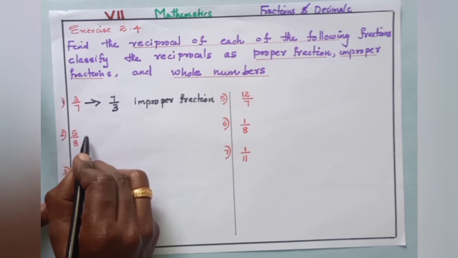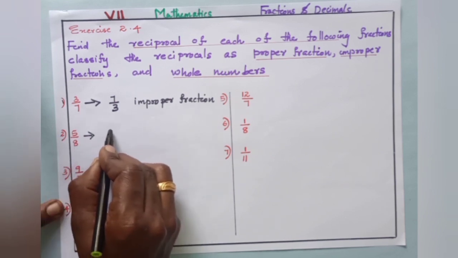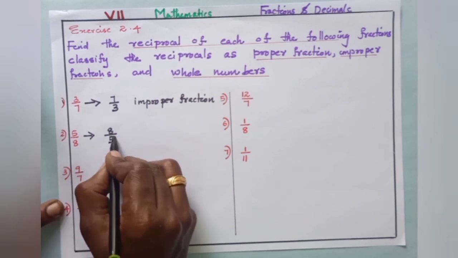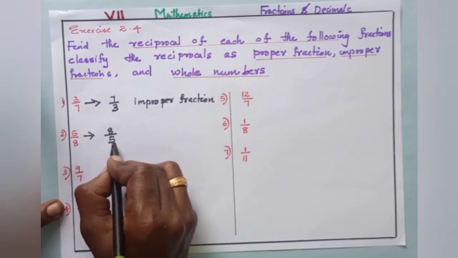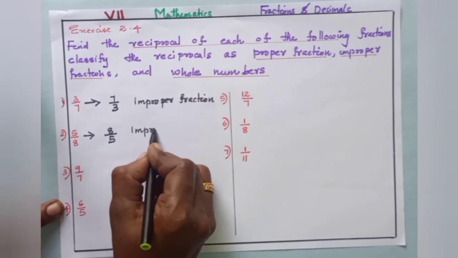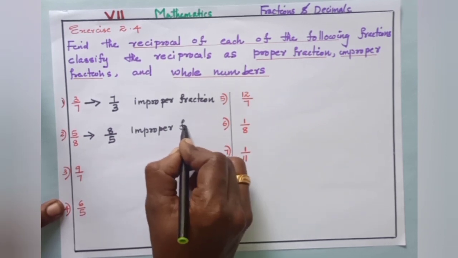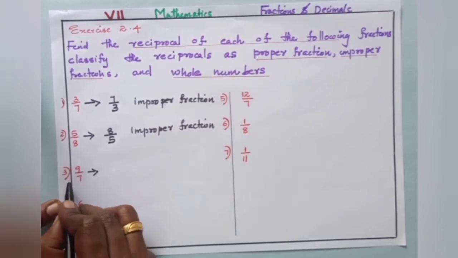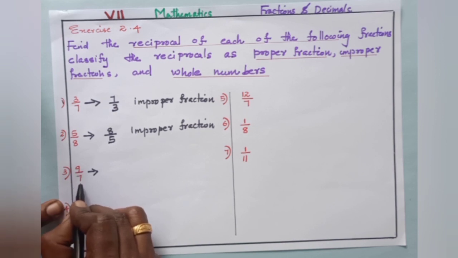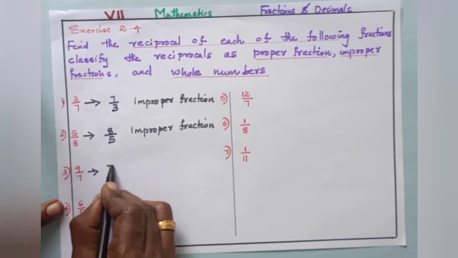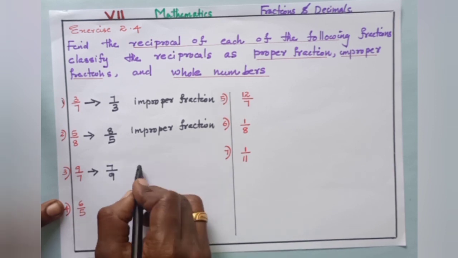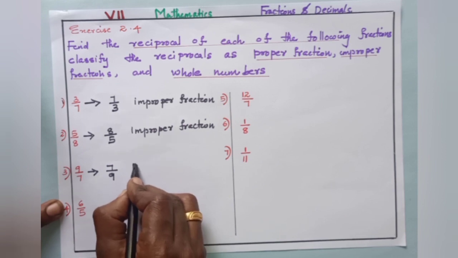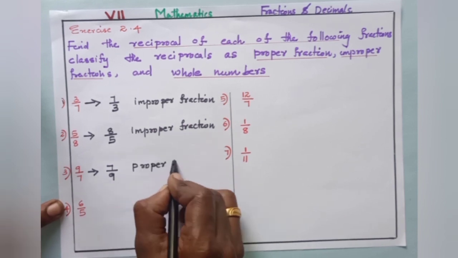Second question, 5 by 8. Reciprocal is 8 by 5. 8 is greater than the denominator, that is an improper fraction. Then the third question is 9 by 7. Reciprocal? Yes, 7 by 9. Numerator is less than the denominator? Yes, proper fraction.